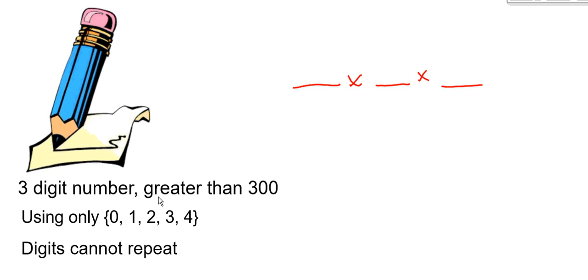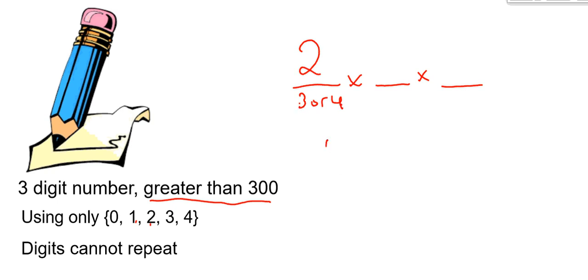Now this time we know that it has to be greater than 300. So that means this first position can only be a 3 or a 4. It can't be a number bigger because there aren't any numbers bigger. And it can't start with a 0 because then it's not a 3-digit number. It can't start with a 1 or a 2 because then it wouldn't be greater than 300. It would be a number like 203 or 142. So we only have 2 choices for that first digit, a 3 or a 4.